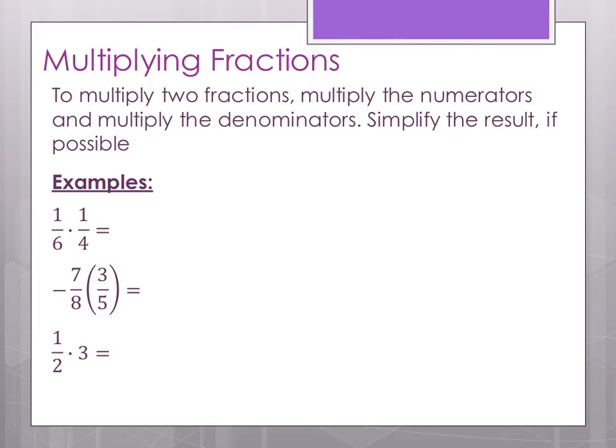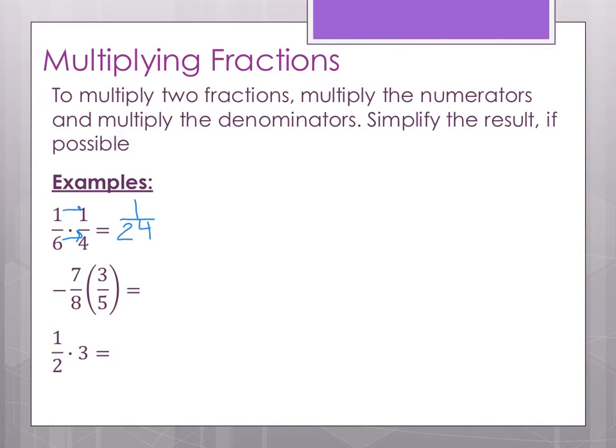To multiply two fractions, simply multiply the numerators and then multiply the denominators, and if possible, simplify the result. So, we're going to jump right into some examples. Our first example is 1/6 times 1/4. Here, we multiply across the top. 1 times 1, we'll get 1. And then multiply across the bottom. 6 times 4 is going to be 24. And in this solution, we have no common factors, so there's no need to simplify.